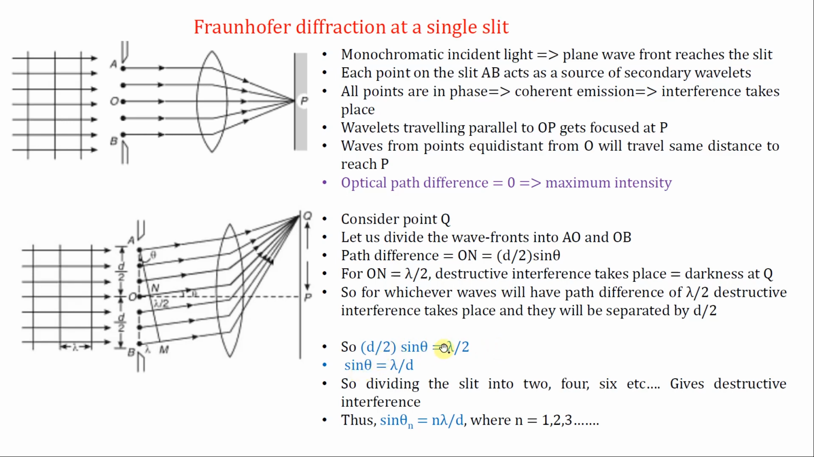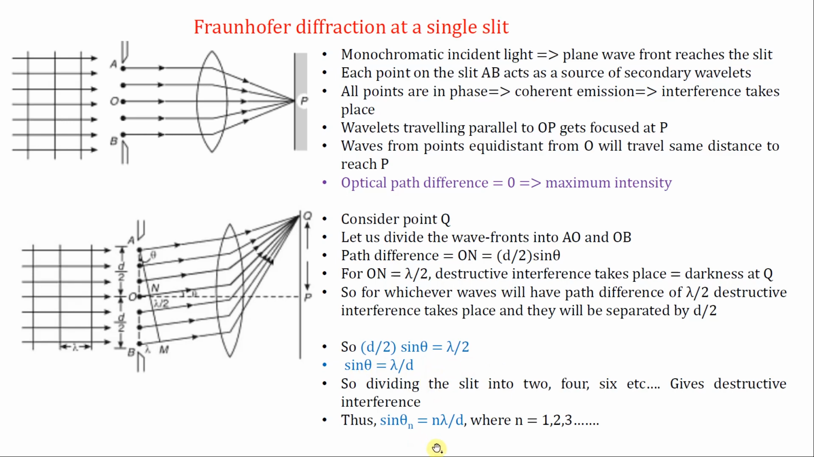So I can rewrite this as sin theta is equal to lambda divided by d. Further, if I divide this slit, instead of 2, into 4, 6, 8 like that, it's always going to result in destructive interference. So this point Q you got when we divided the slit into 2. To get the second minimal point, we should divide the slit into 4. To get the third minimal point, we should divide the slit into 6, like that. So every time the condition is going to be sin theta is equal to lambda by d.